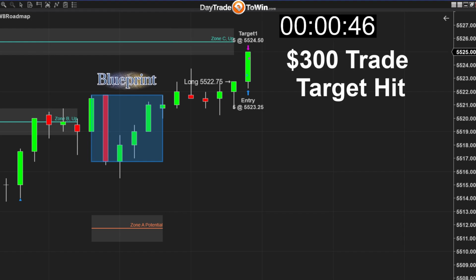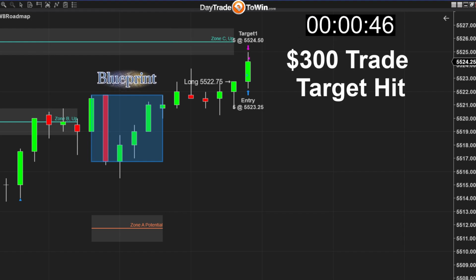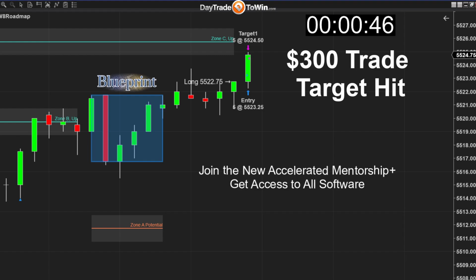Target filled. Okay, the target is hit and you're done. We're not re-entering the trade. We may have another trade now that it leads into the roadmap and reverses, but that's a different idea altogether.